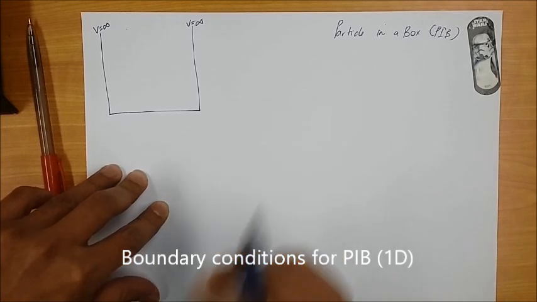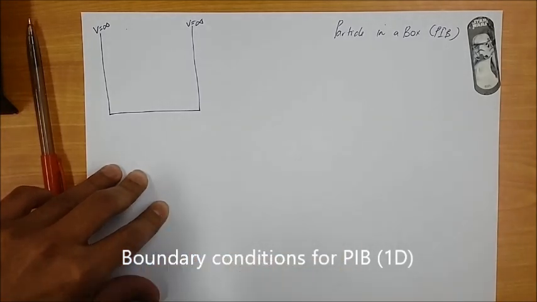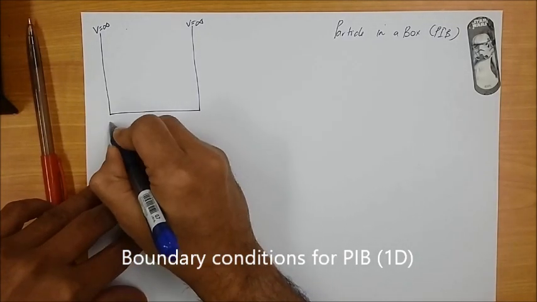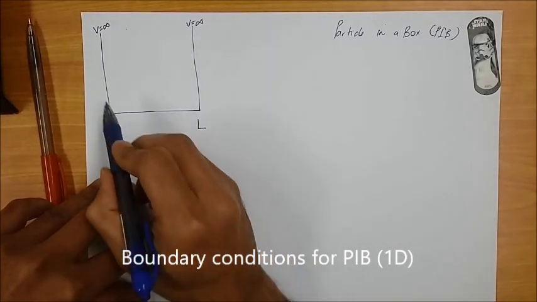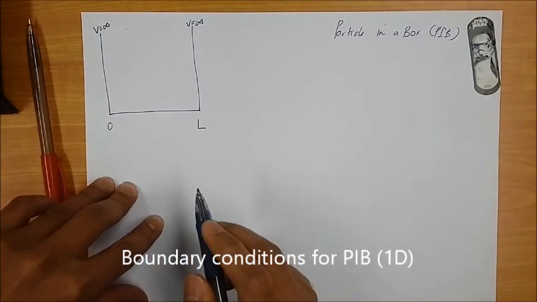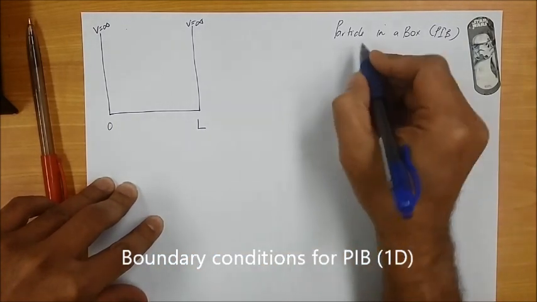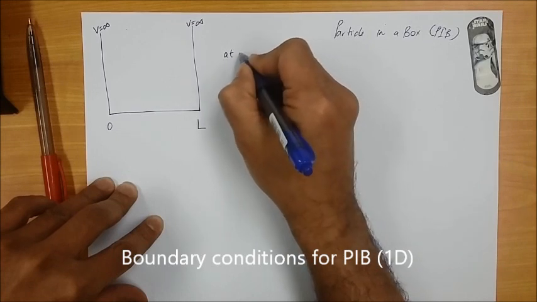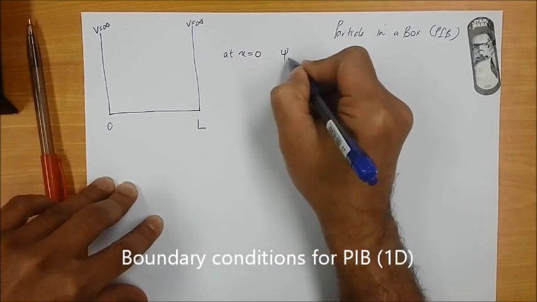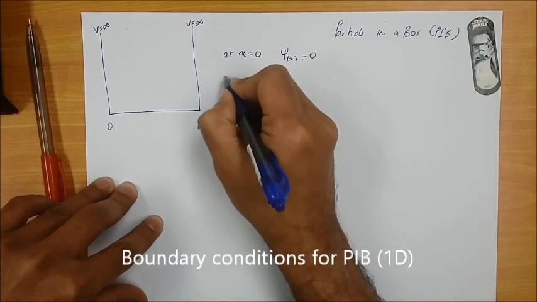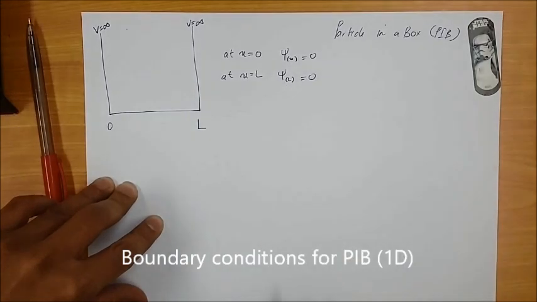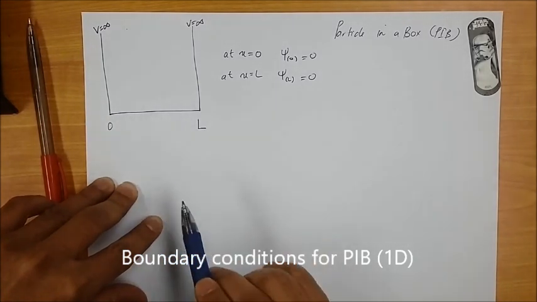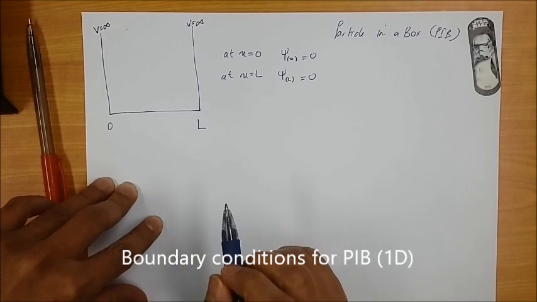So that means that if this is between 0 and L, the wave function at 0 and L is 0, right? So at x equals 0, the wave function is 0, and at x equals L, the wave function is 0. So that when you square it to get the probability, at this point it is 0 and at this point it is 0. All right? Okay.